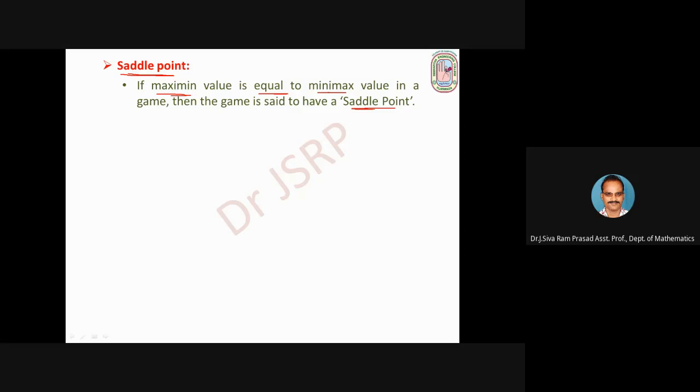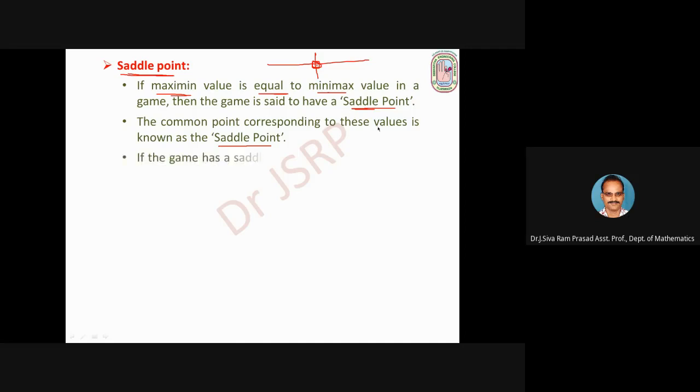So if the game has a saddle point, what does it mean? The common point corresponding to these values is known as the saddle point. Okay. So the maximin value occurs in rows, the minimax value occurs in columns. The intersection entry is called the saddle point of the game, and the corresponding value is called the value of the game. Okay.